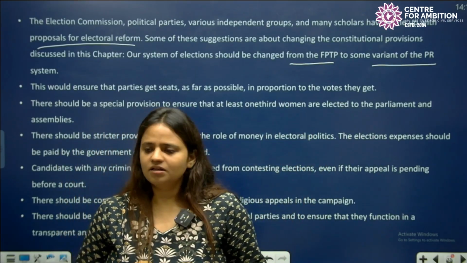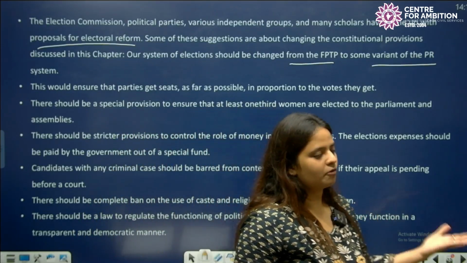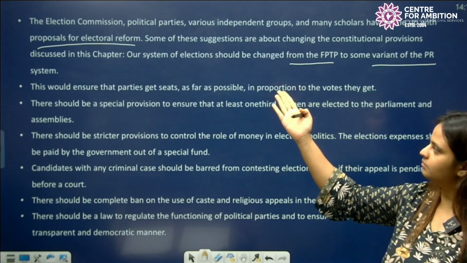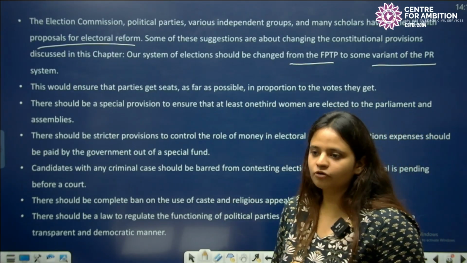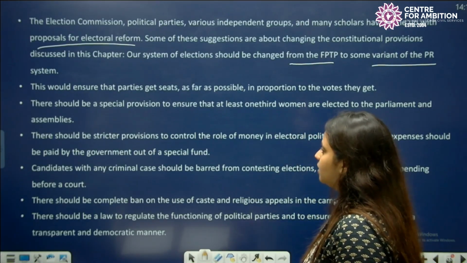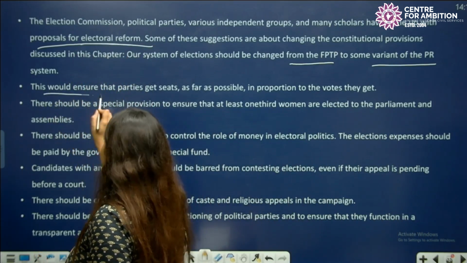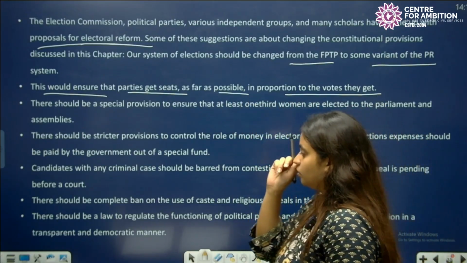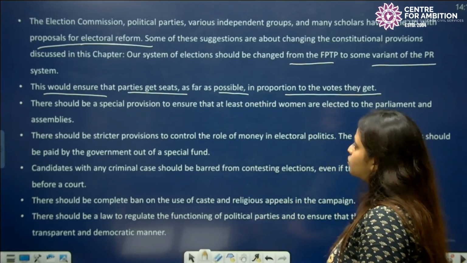So that could make the election process a better one. These are some electoral reforms, which are suggestions from political parties or some independent groups or scholars. Some of the electoral reforms we have implemented in our country, like EVM, I have given as an example. So what will the electoral reforms do? It would ensure that parties get seats as far as possible in proportion to the votes they get. So the seats could be allotted to the parties in proportion to their votes.